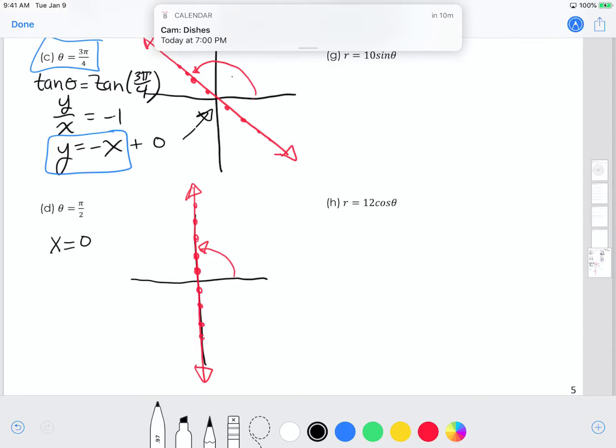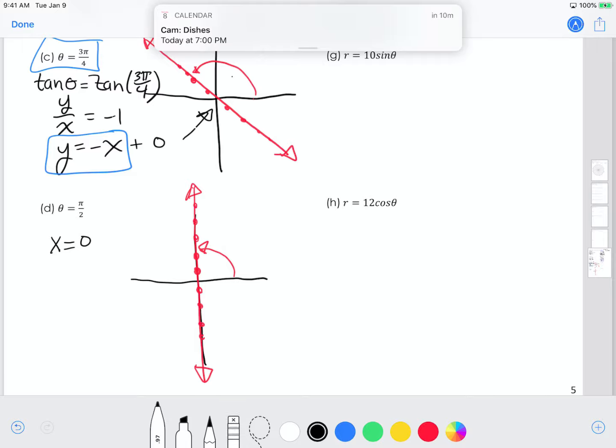Now, if you didn't recognize this line as x equals 0, you can use a similar trick that we used in part C. If I took the tangent of both sides, I would get tangent of pi over 2, and I would rewrite tangent as y over x. But tangent of pi over 2 is actually undefined. So we can't use tangent. So then I would go back and I would try cotangent.